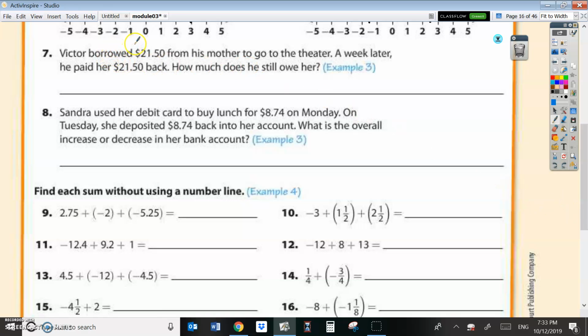Vincent borrowed, which is negative, his mother to go to the theater. A week later, he paid her, so that's positive. So how much does he owe her? Nothing. He paid everything back. Used her debit card to buy lunch. That's a negative. On Tuesday, she deposited. That's positive. So what is the overall increase or decrease to her bank account? Again, $0.